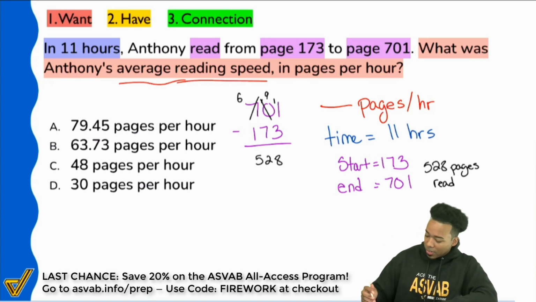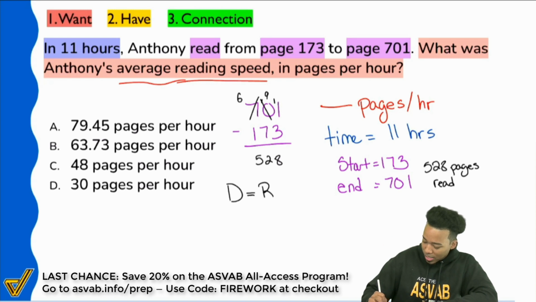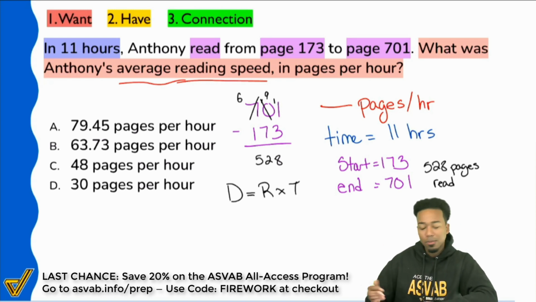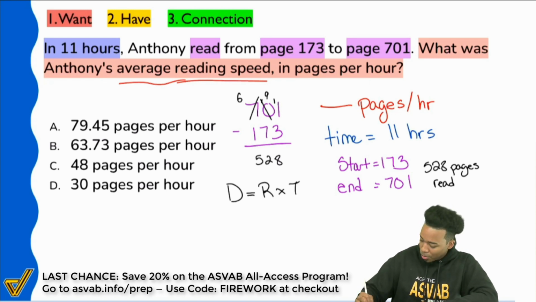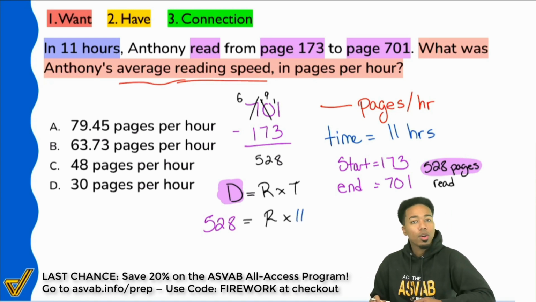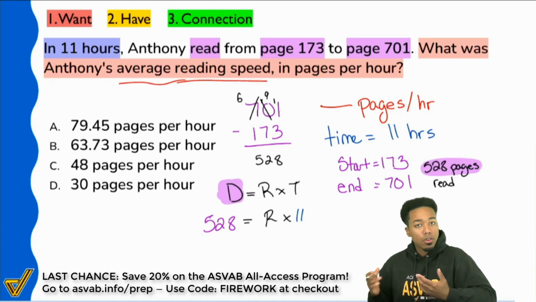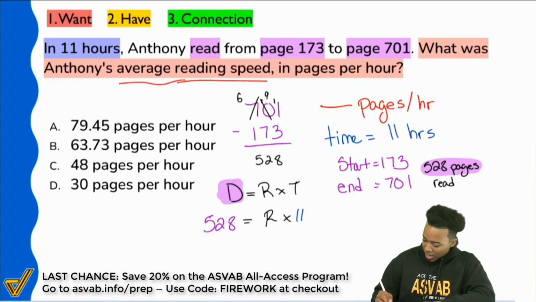So on top of that, we're going to go ahead and continue. Fill it in: distance equals rate times time. And from here, plug in what you got. So we'll say 528 pages is the distance. That's how far we went. And that's going to equal the rate that we're looking for multiplied by 11 hours. And that's it. All we have to do is get that R, the rate, by itself, and we're done. We'll get that by dividing both sides by 11.